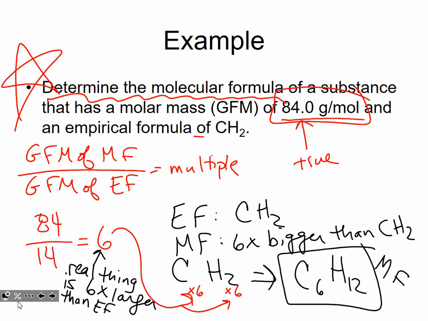That's your real thing. That's your not reduced down thing. And you can actually check this, because if you calculate the gram formula mass of this, it should be 84. And if it isn't, then you done made a mistake. You should go back and fix it. But it's nice that there is a built-in check in this type of problem.